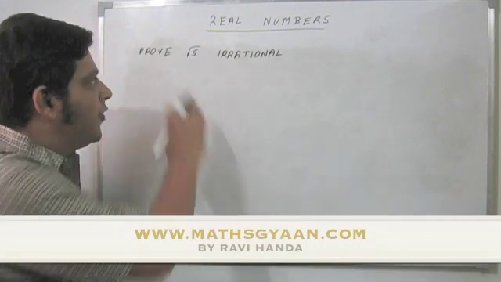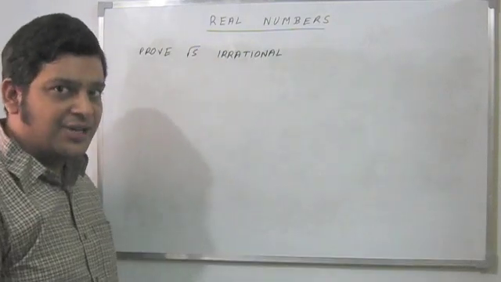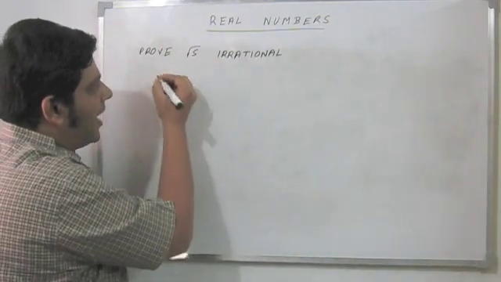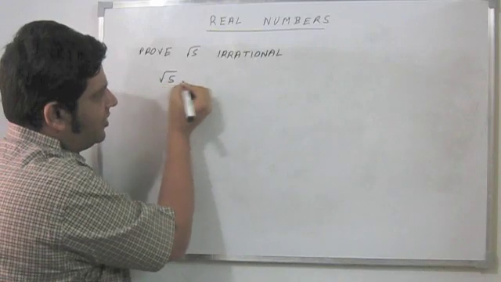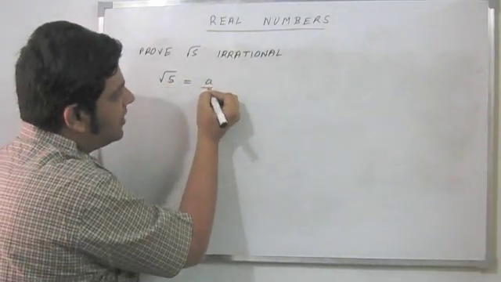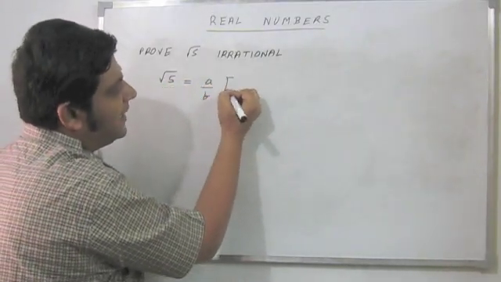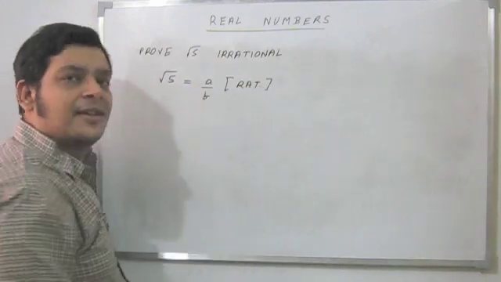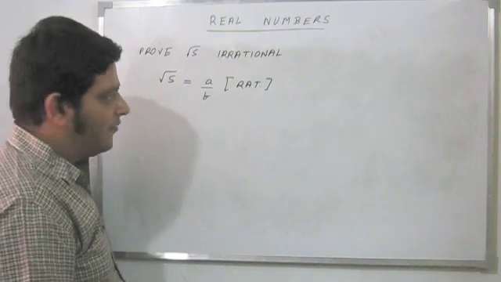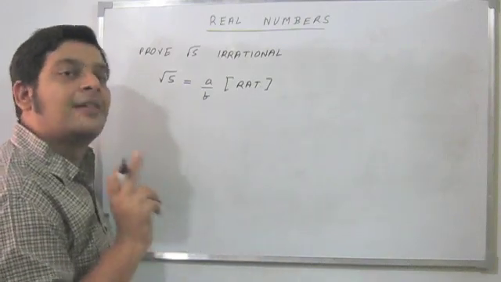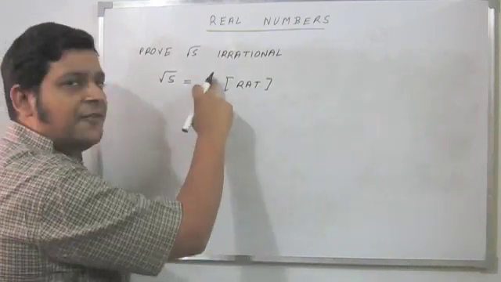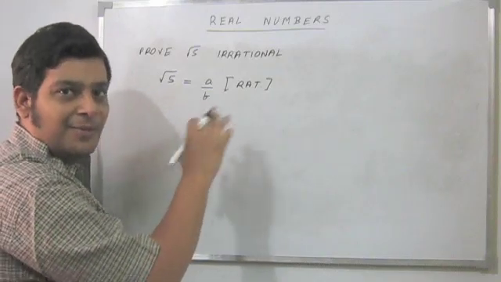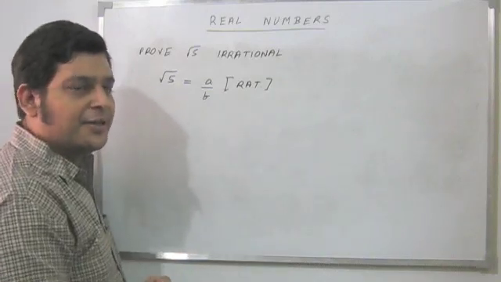Let us try and prove that root 5 is an irrational number. For this, I'll prove by contradiction. That is, I will assume that root 5 is indeed a rational number and it can be expressed as a by b, which are co-prime numbers. Co-prime numbers are those which have no factor in common, and they cannot be cancelled with each other.